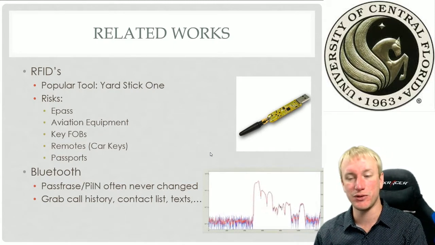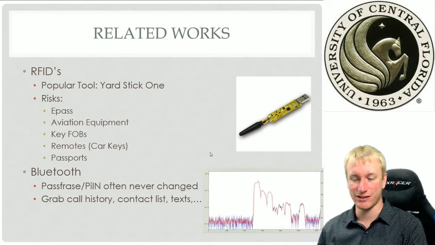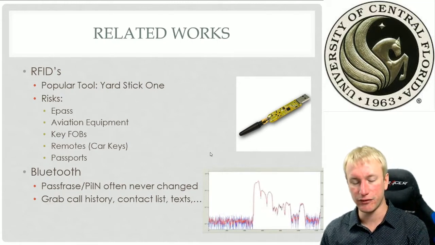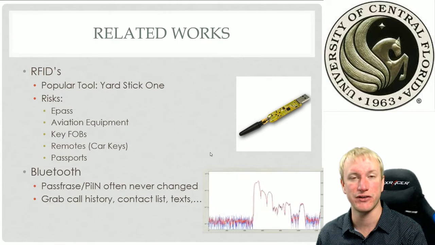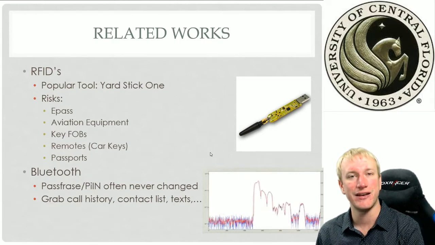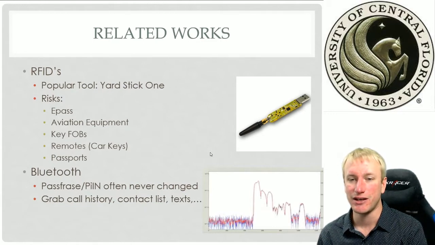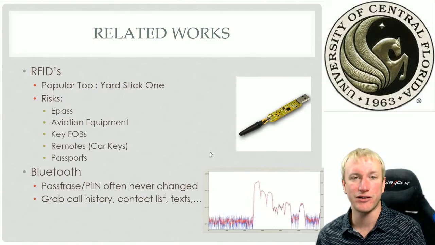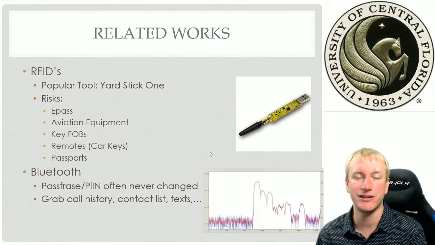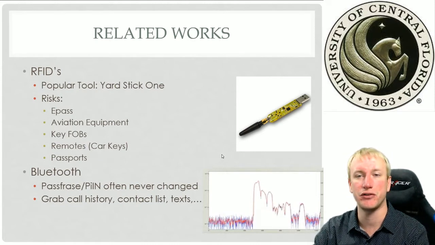Same thing for Bluetooth. Bluetooth has a lot of redundancies and vulnerabilities in it. For instance, a lot of the passphrases or pins are set by default to 0000 or 1234. So if I just sat there and brute forced it, I could get through and log onto your device in no time. The other thing is once I'm logged onto your device, I can grab your call history, contact list, texts, a bunch of information, which is very vulnerable.